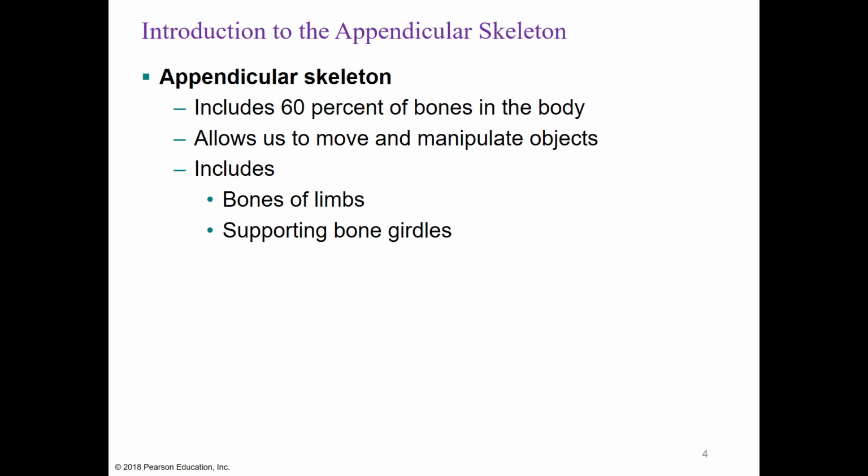Okay, so the appendicular skeleton is the rest of the skeleton, and I'm referring to what we previously talked about in Chapter 7, which was the axial skeleton. The appendicular skeleton is going to include 60% of the bones in our body, and it allows us to move and manipulate objects. It's going to include the bones of the limbs and the girdles, or attachment bones, that attach those limbs to the axial skeleton or body, your core.